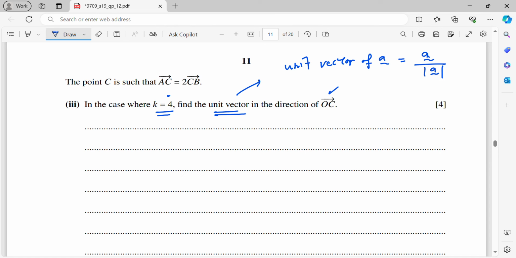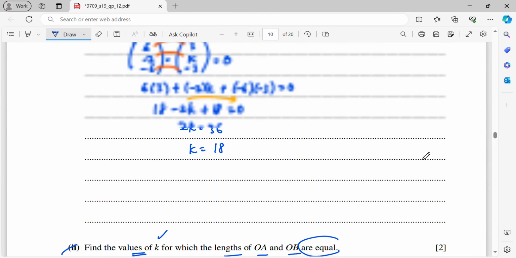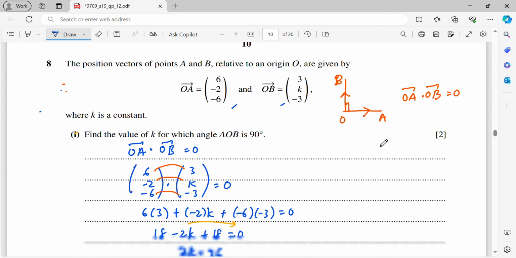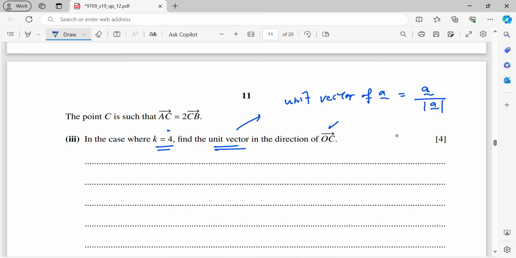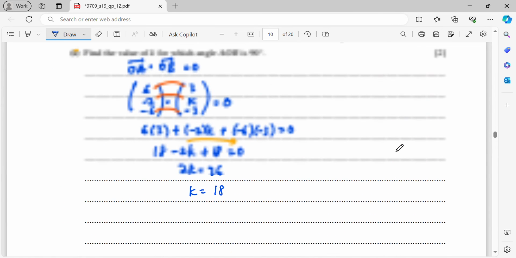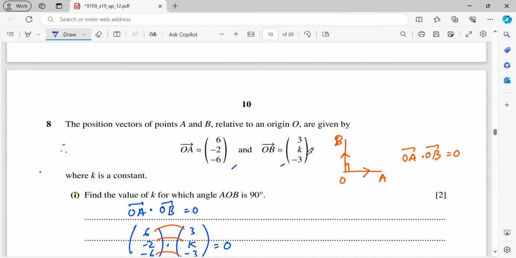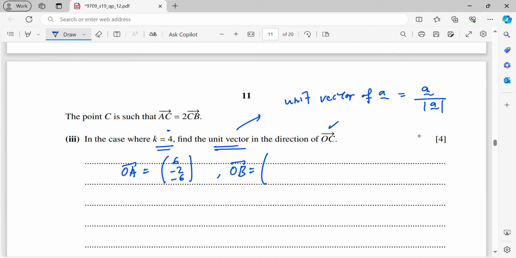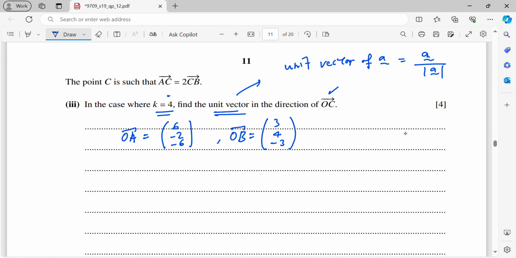So when k is 4, my OA is (6, -2, -6). And then my OB is (3, k, -3). Now my k will be replaced by 4. That means I'm getting (3, 4, -3). Okay, so now substitute into this equation.